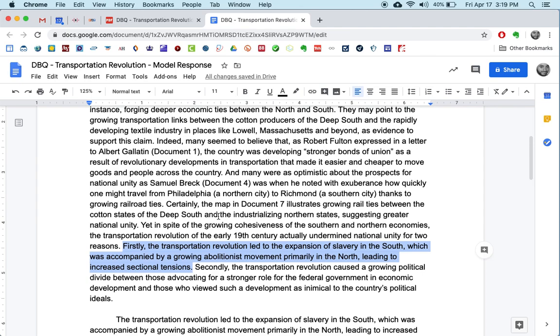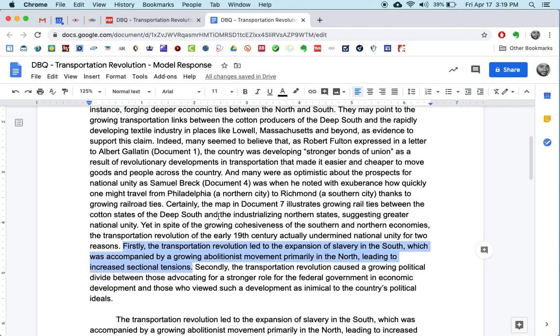I see this a lot. Students might write something like, well, there was greater national or more disunity thanks to the transportation revolution in the realm of economics and politics. That might be okay in other settings, but it just so happens for the AP exam, that's not okay. They want you to say exactly what you mean by economic developments that reflected disunity, for example.